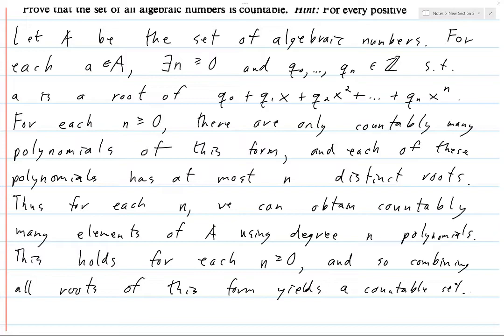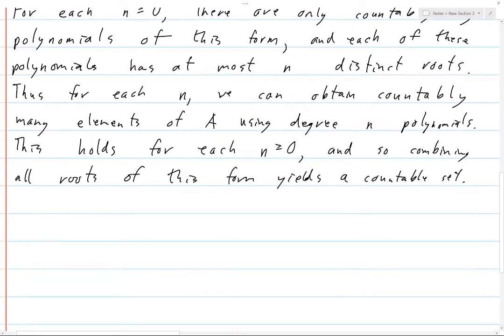And here what you would do is you would have n going across this way, and going down this way you would have the roots of polynomials of degree n.